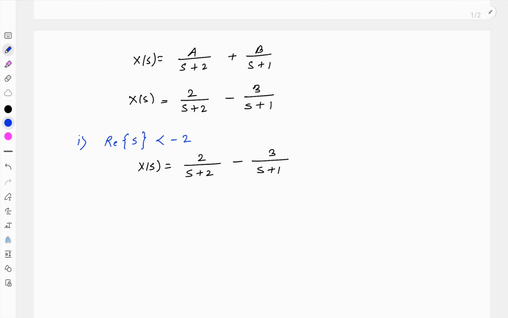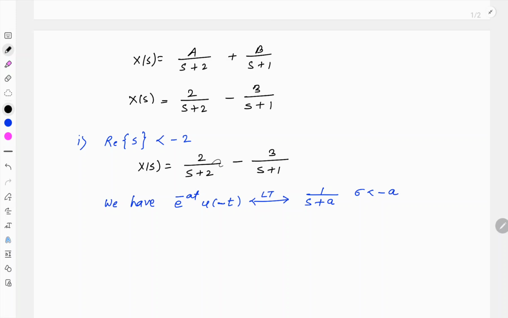So for this particular numerical we have to use the standard result e raised to minus at u of minus t. For this we have the Laplace transform as one upon s plus a for RoC sigma less than minus a.